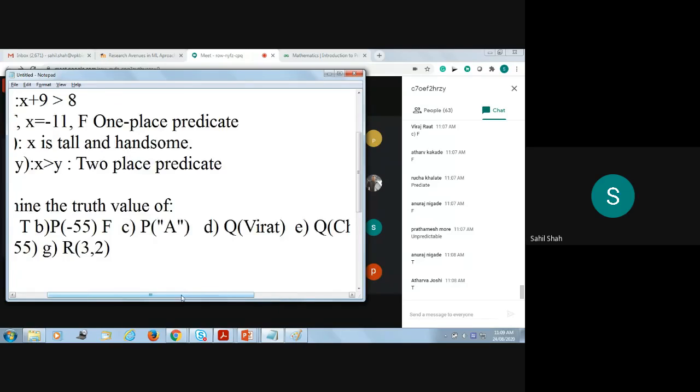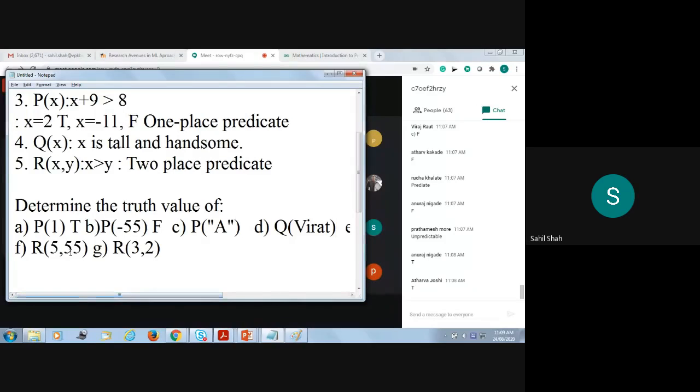Moving further, R of 5 comma 55. Just put the value of x as 5 and y as 55. As 5 is not greater than 55, the first statement will be false, while in this case 3 is greater than 2, so it will be true. Is it fine up to this point? Okay. Very nice.